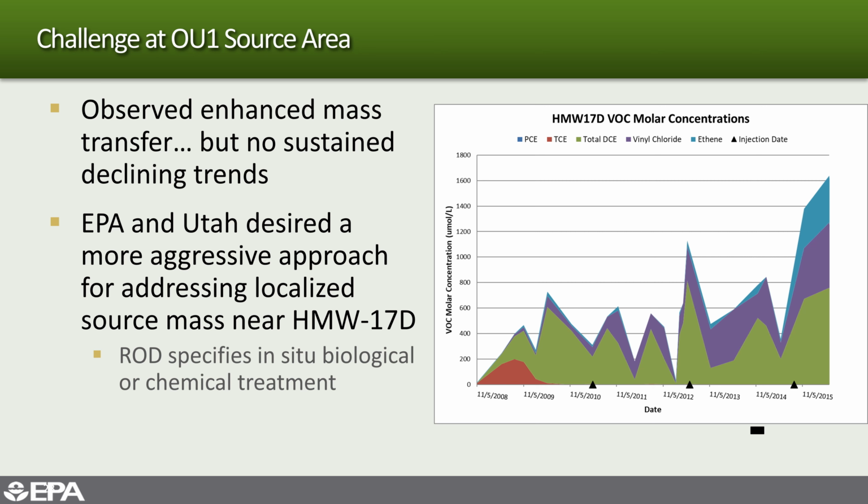So the nice thing about the high resolution site characterization efforts in the source area was that given the understanding of the size of the area that would need to be addressed, EPA and the state of Utah felt that they could support a more aggressive localized approach to go after that source mass right there near HMW17D, using the in situ biological or chemical treatment specified in the record of decision, but potentially enhancing that with some newer techniques.